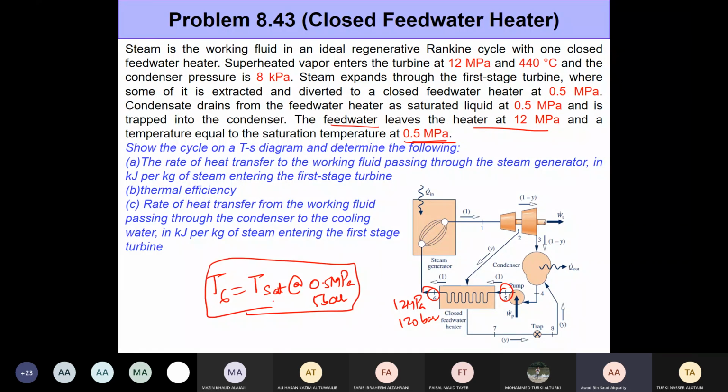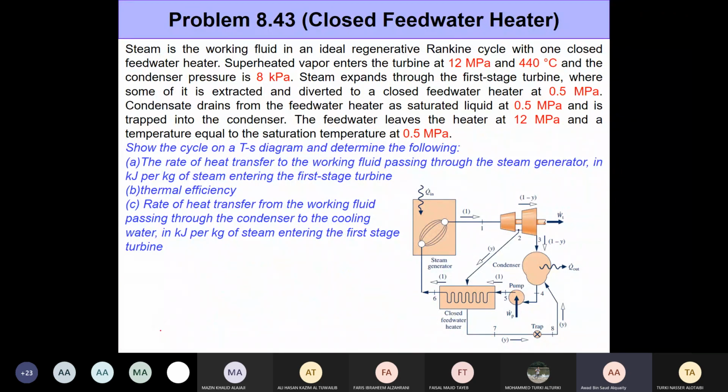So basically T6 is equal to T7, because state 7 is also at that pressure and it's actually the saturated liquid. This is all we know. This is the information that has been provided to us. Now, based on this information, we need to do a couple of things. We need to first show the cycle on the TS diagram. You should know how to draw the TS diagram. We have to calculate two rates of heat transfer, which we'll talk about, and also the thermal efficiency.